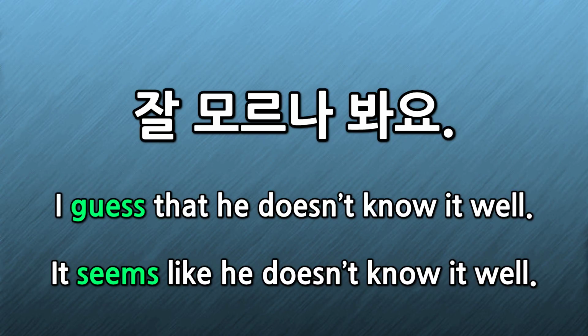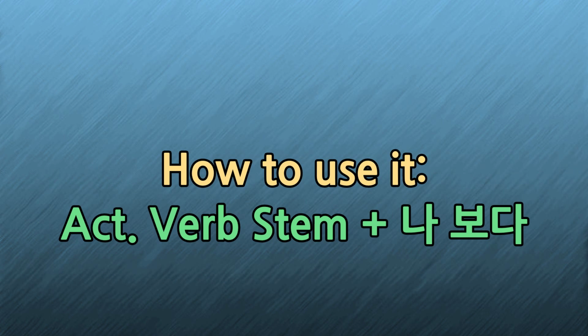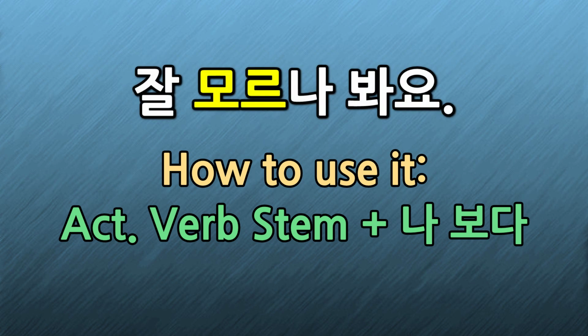Depending on what sounds best in English, you can either translate this form as I guess that, or it seems like, or even it looks like. So here's how to make our first of two forms. Take an action verb stem and attach 나. Then conjugate the verb 보다, which just means to see. In our example, we use the verb 모르다, which is an action verb.